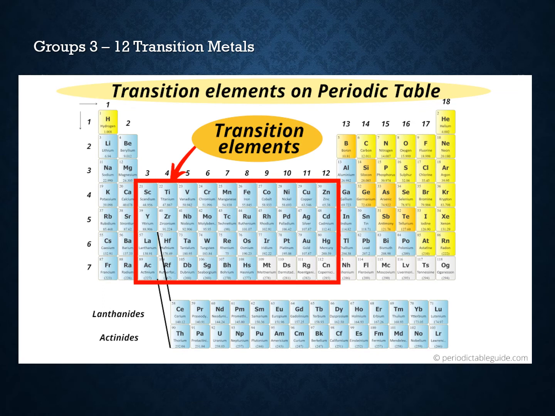After the representative elements or groups, you have the next groups called transition metals, also known as transition elements. These belong to groups 3 until 12. So for the example that I've shared with you, look at the periodic table. You have 3rd, 4th, 5th until 12th.